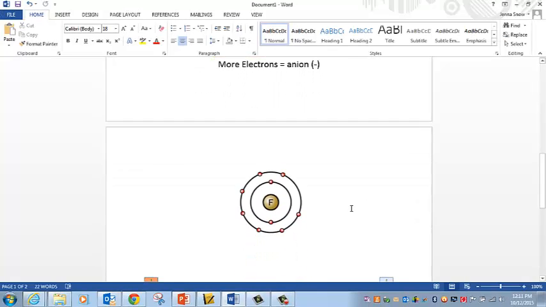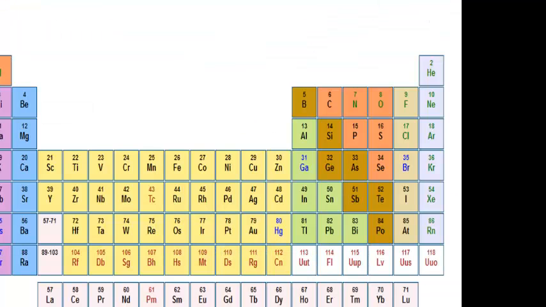So take our buddy fluorine, for example. Fluorine has 7 electrons in its outermost energy level. It is really unstable as well. But it doesn't want to lose 7. That would be too difficult. So instead, fluorine is going to add an electron. So if it adds 1 electron, then its charge will be negative.